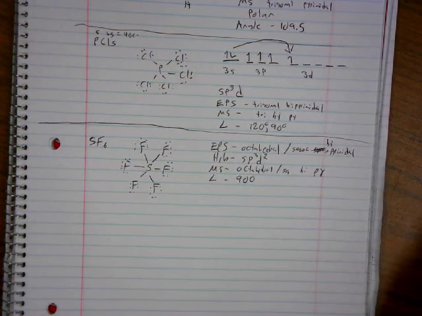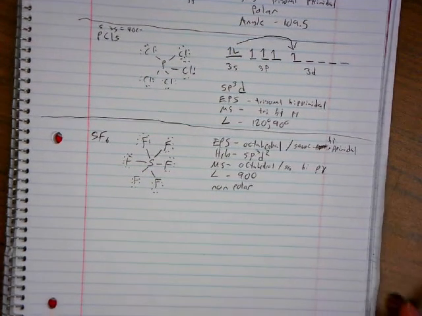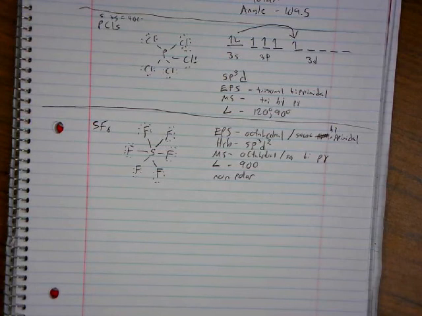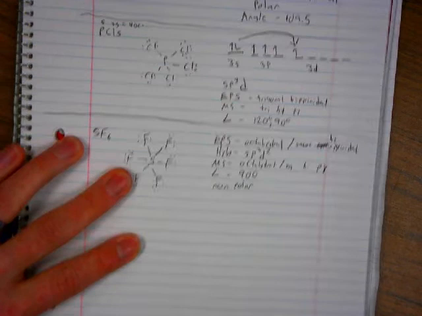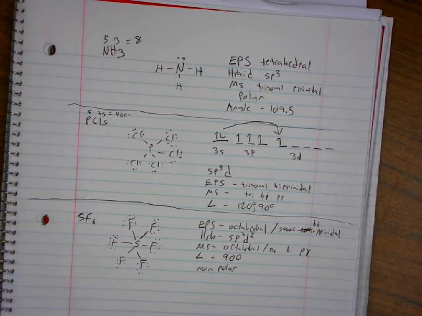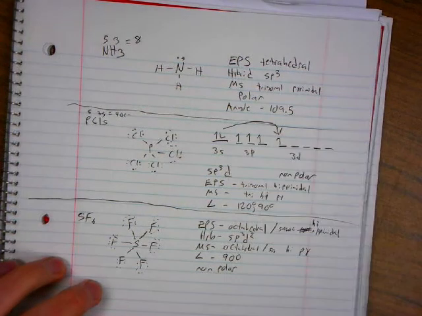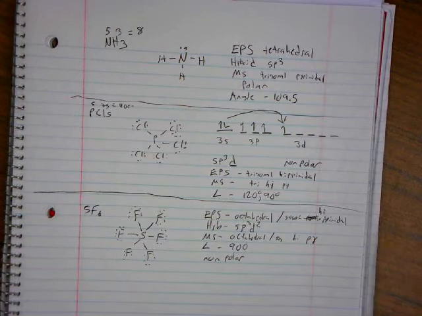And is this polar or non-polar? Non-polar. There's an even distribution of charge on this one. What was the one above, was it polar or non-polar? PCl5, let me think. That would be non-polar. Most of the time, if there are no lone pairs, it's probably going to be non-polar.